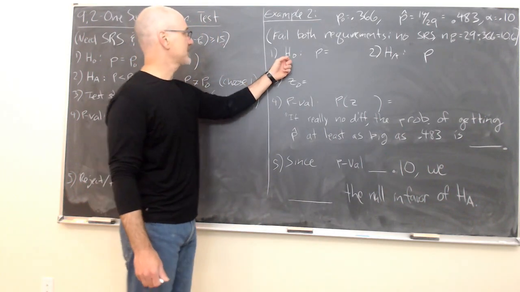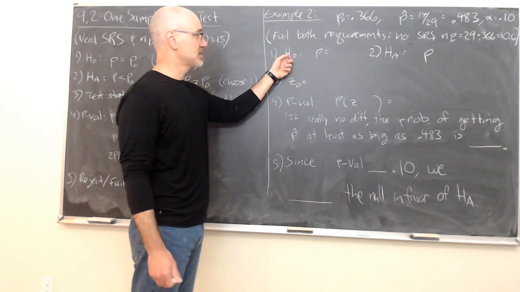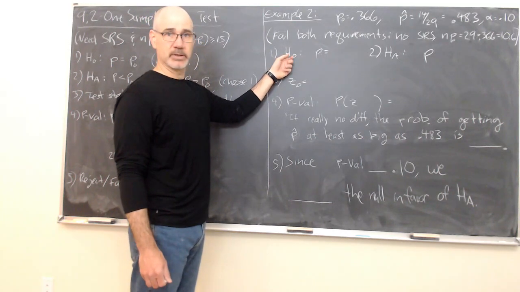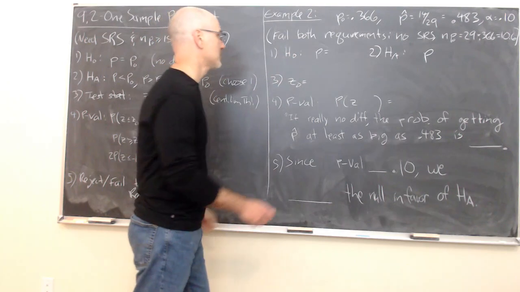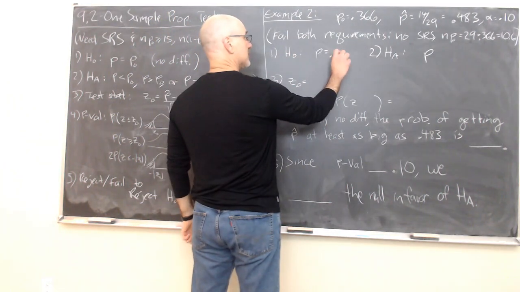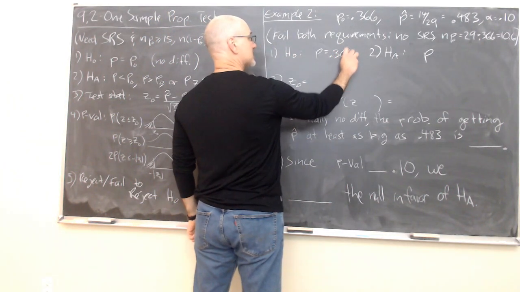The null hypothesis is that our BSc students are no different in political affiliation. All right, so our null is that p is in fact 0.366.